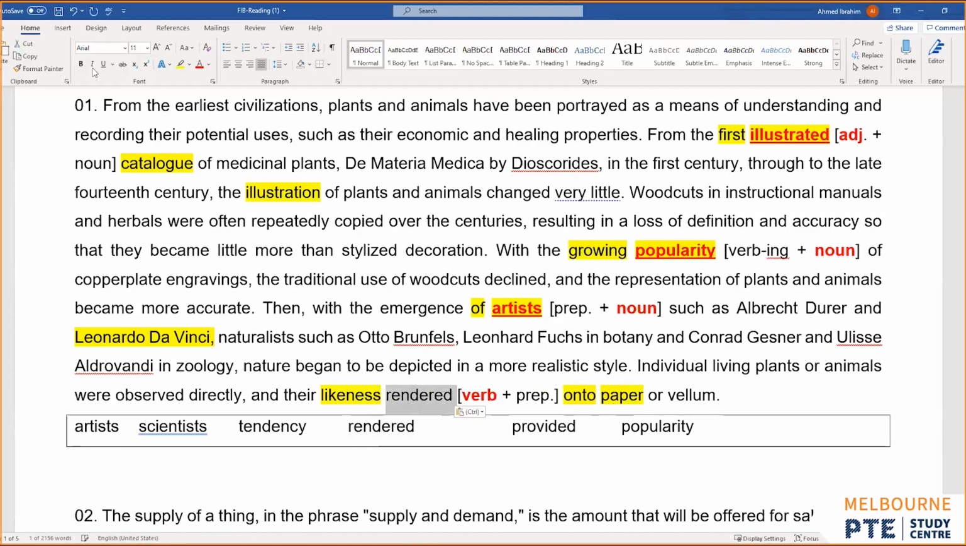Okay. Now, what does it mean? Just a minute. Okay. So firstly, we were looking for a verb. Now we had two verbs, one rendered, the other one provided. We went with rendered. Why? I mean synonyms. Sorry. Harrison, your voice cut off there. What did you say? Sorry.